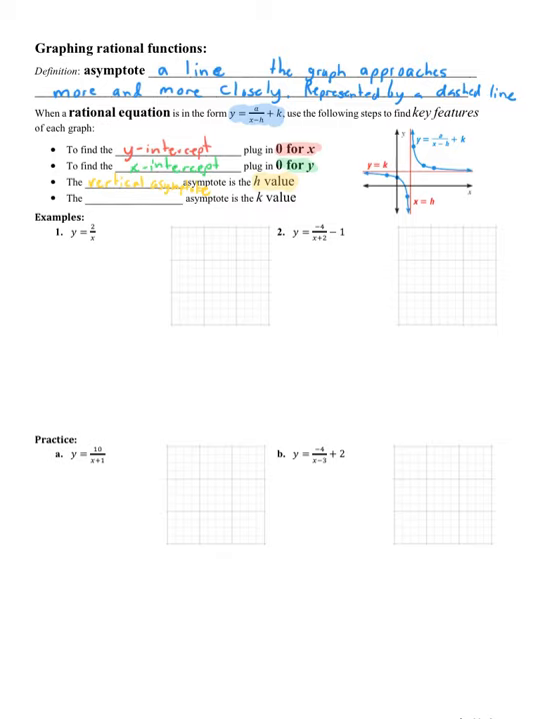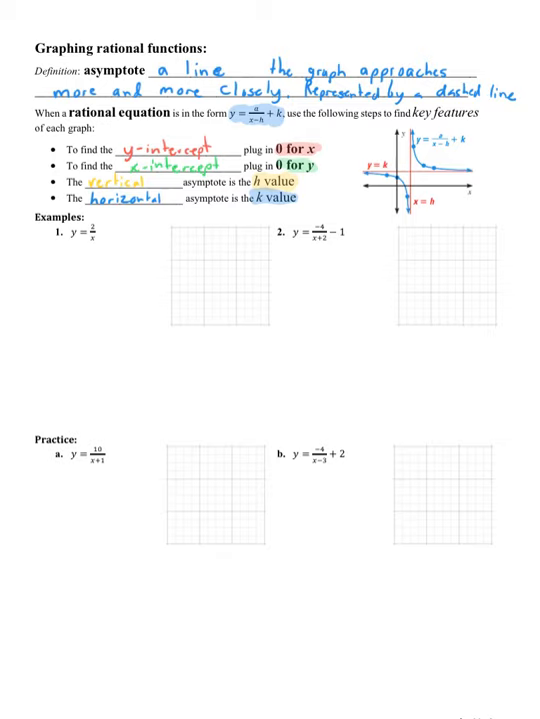And then the last one, we want to find our horizontal asymptote. And the horizontal asymptote, oops, I said vertical asymptote twice. I'm going to erase the asymptote part. The horizontal asymptote is the k value.